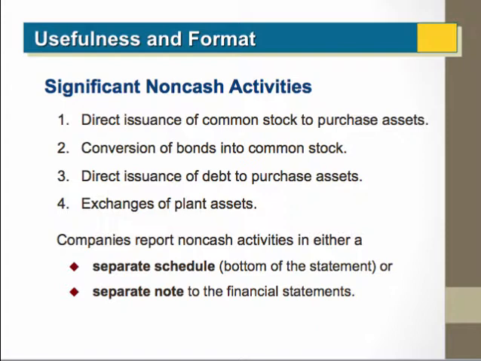So here's some. One, direct issuance of common stock to purchase assets. If I issued stock in exchange for receiving assets, my long-term asset account would increase, but so would my common stock account. No cash has changed hands, but my investing activity of the purchase of the assets would have increased, and also the financing activity of the issuance of the stock would increase. So we would need to disclose that because of the change in the balances.